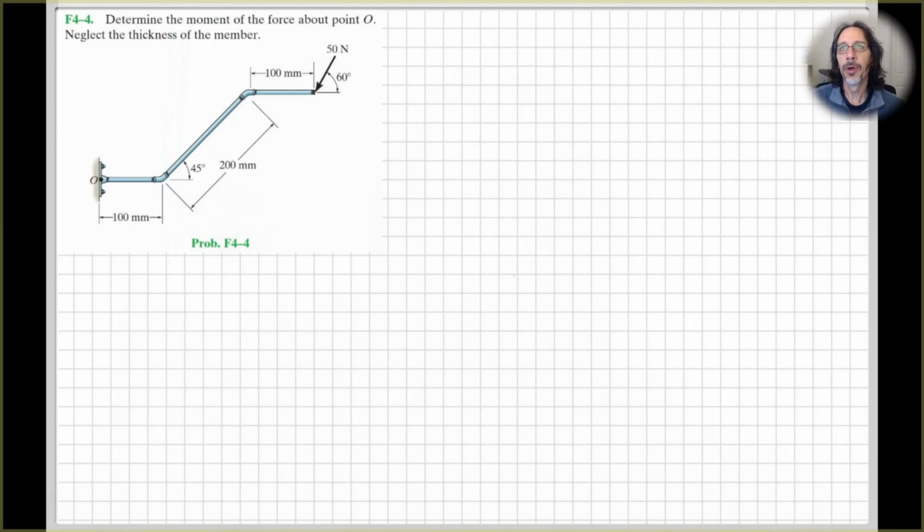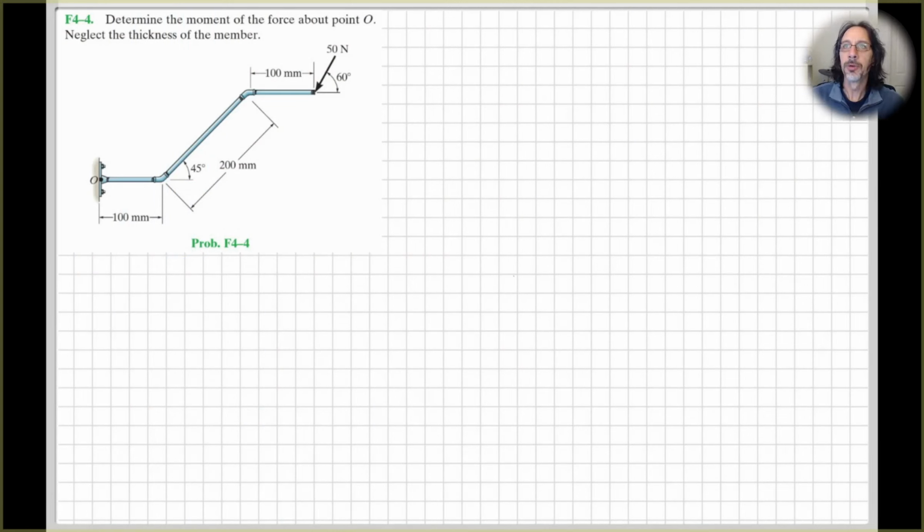Terry Brown, Mechanical Engineering here with another solution to an engineering mechanics problem. So this time it's just a simple moment of a force type problem. So let's get into it. Right, so here's the problem.